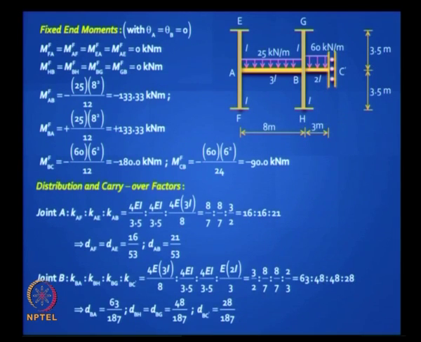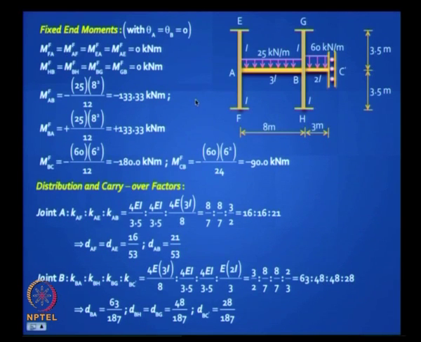distribution and carryover factors. So let us pause for a while and see how to do this. See, at this joint A you have three elements. So you have KAF, KAE and KAB, right. So for KAF it is 4EI by the height, which is 3.5. For KAE likewise it is 4EI by 3.5, and for KAB it is 3EI, 4EI, but the EI is 3I divided by the span, which is 8. Are you getting it?